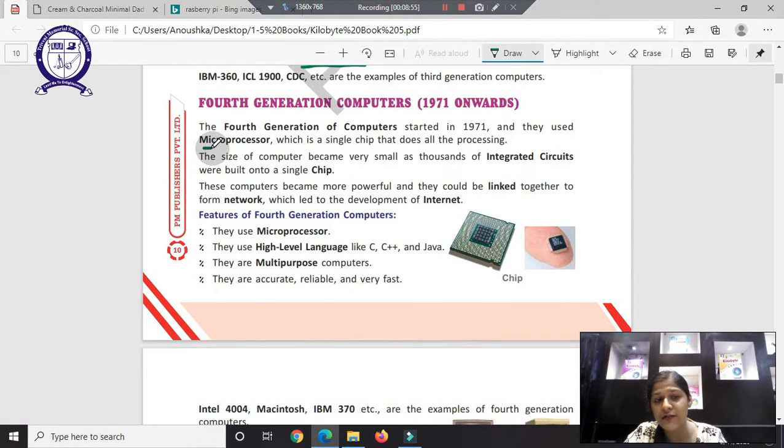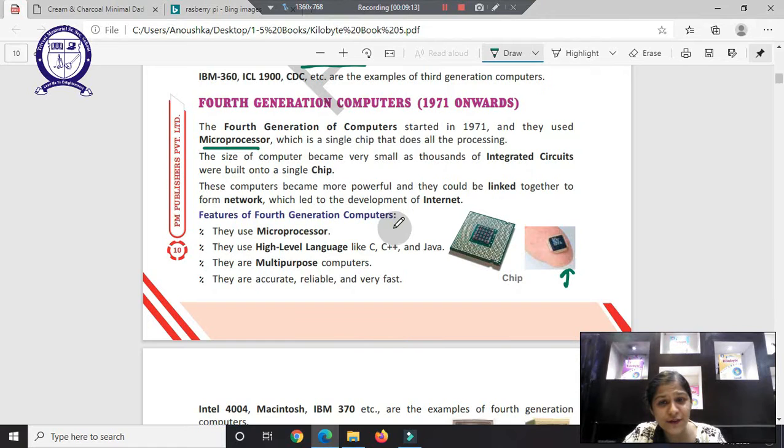Fourth generation computers. So they started in 1971 and they used microprocessors. So now we have come from integrated chips, that is IC, to the microprocessor, which is a single chip that does all the processing. It looks like this. See, it's just small and it fits on your fingertip.